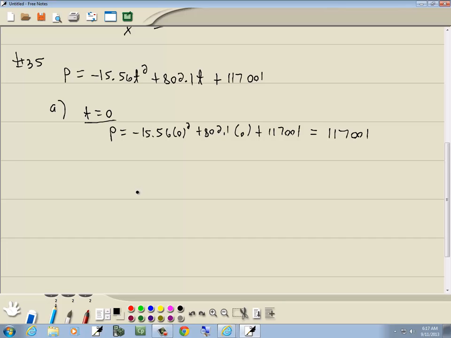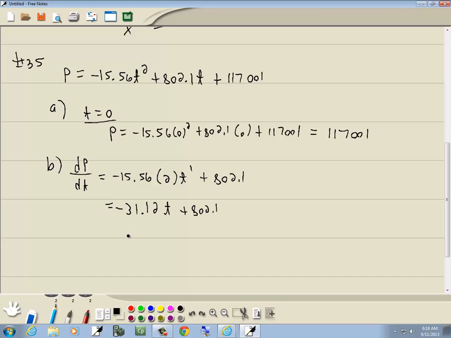Now B says determine the population growth rate. So in B, they want us to find the derivative of P with respect to t. Well, it doesn't matter if these are decimals, still the same idea. Negative 15.56 stays there. Take our power, put it out in front, lower our power by 1. 802.1 t just becomes 802.1. t drops away. And the derivative of a number is 0, so that drops away. Oh, I hate decimals. Maybe that's equal to that. Plug in your calculator to make sure. Plus 802.1. Now that's part B, determine the population growth rate.